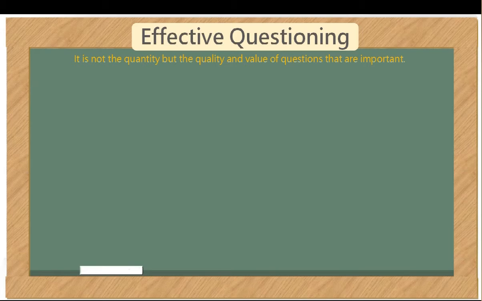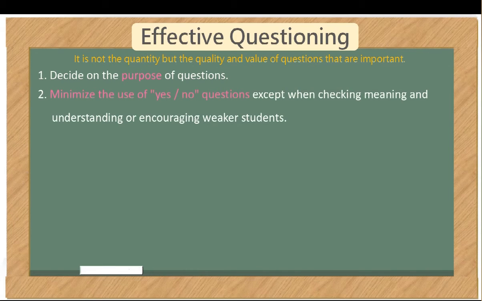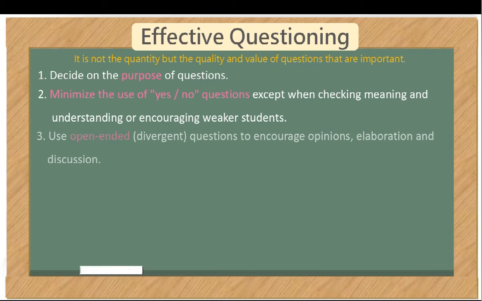How to have effective questioning. As with all aspects of teacher talking time, it is not the quantity, but the quality and value of questions that are important. When thinking about their questioning technique, teachers might use the following as a checklist. 1. Decide on the purpose of questions. 2. Minimize the use of yes or no questions, except when checking meaning and understanding, or to encourage weaker students.